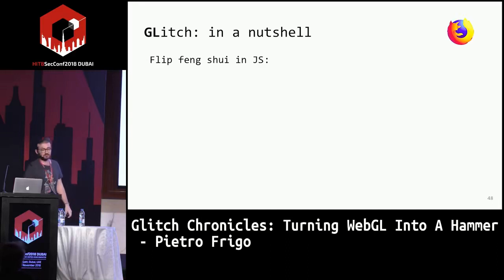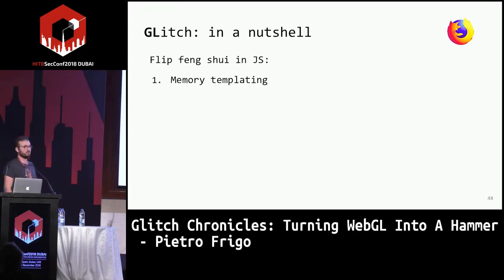Glitch is Flip Feng Shui in JavaScript. And Flip Feng Shui is a term that we coined in our group. And it runs in 3 stages, basically. It's memory templating at first. So what you need to do at the beginning is basically allocate a lot of memory and look for bit flips there. So you just allocate this big chunk of memory and scan it to find bit flips that you can use later on for your own attack.